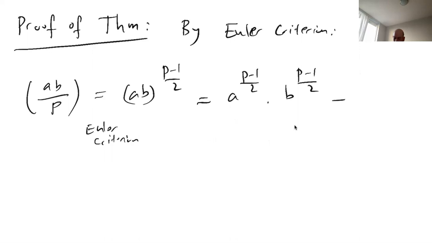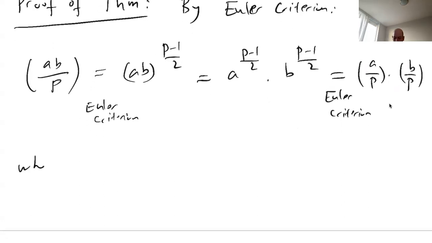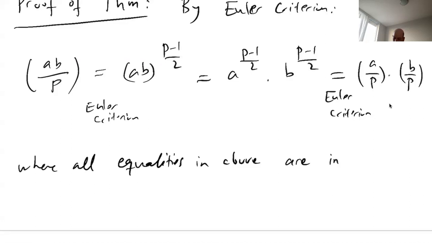And then I can apply Euler criterion one more time. And this is the same as A over P times B over P. Because again, Euler criterion was saying that A to the power (P-1)/2 is the same as A over P, and B to the power (P-1)/2 is the same as B over P. We also emphasize here that all equalities above are in ZP. All the equalities are in ZP.